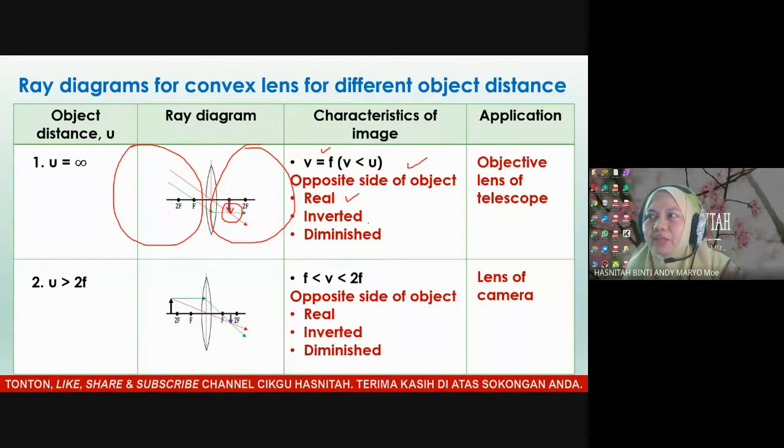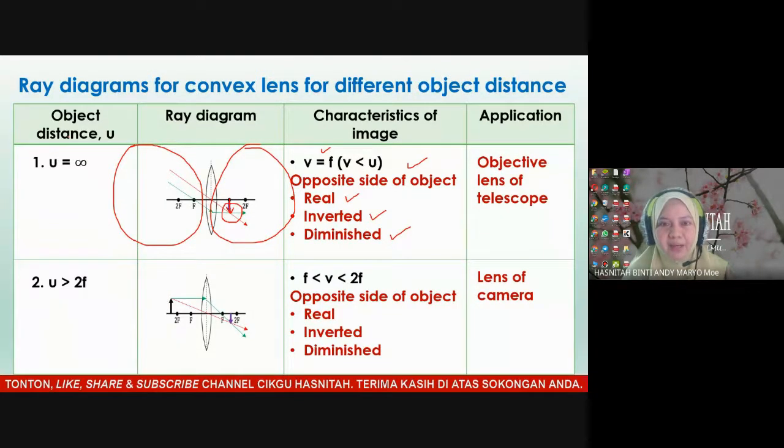And then inverted or upright, you just have to look. If the image is formed below the principal axis, it is inverted. And the size is diminished, smaller than the actual object. This is applied in the objective lens of a telescope. A telescope is used to observe very far away objects like stars and planets, so the object distance is infinity.